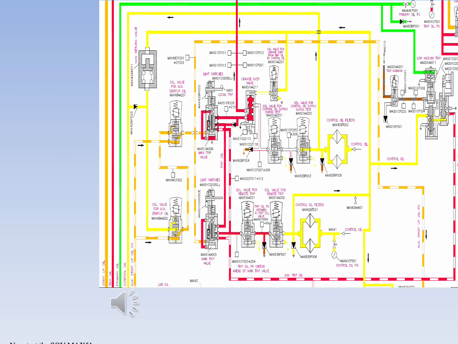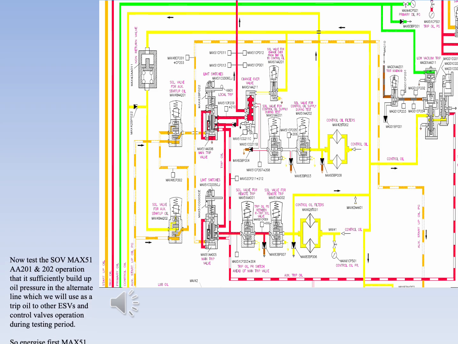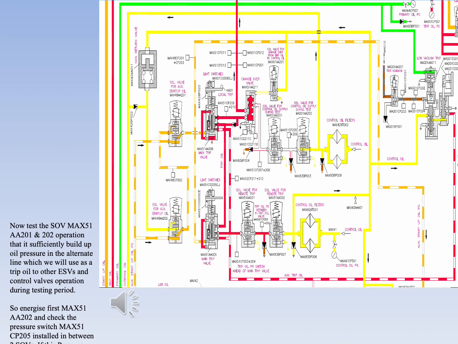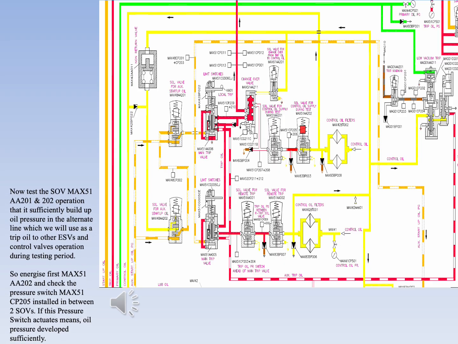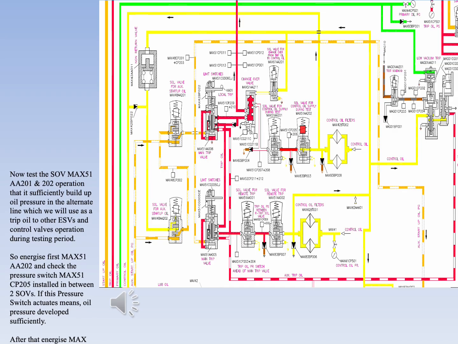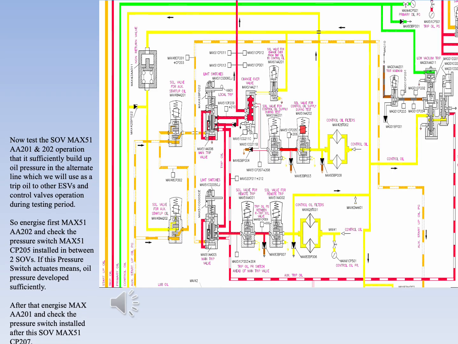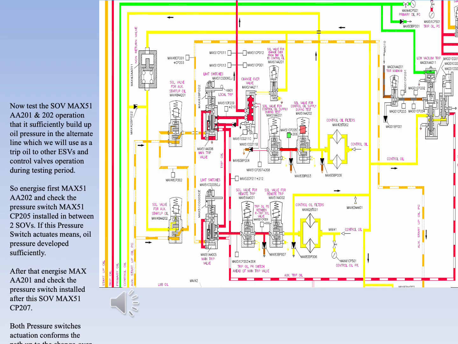Now test the SOV MAX51 AA201 and 202 operation, to check that it sufficiently builds up oil pressure in the alternate line, which we will use as trip oil to other ESVs and control valves operation during the testing period. So energize first MAX51 AA202, and check the pressure switch MAX51 CP205, installed in between two SOVs. If this pressure switch actuates, oil pressure has developed sufficiently.